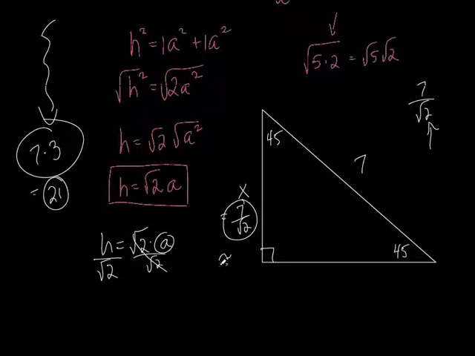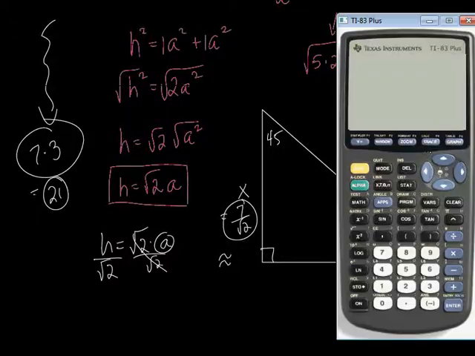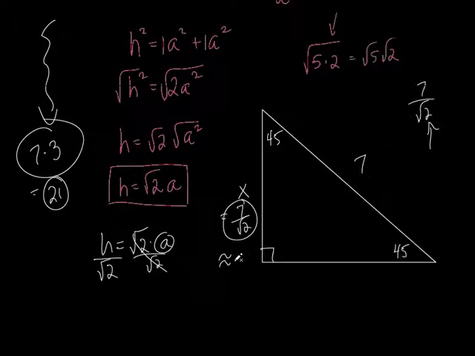If you wanted to, you could do what to it? Put it in a calculator. So let's see what we get. 7 divided by the square root of 2, and that equals about 4.9, let's say. All right, so that's about 4.9. Does it make sense that the leg is 4.9 and the hypotenuse is 7? Sure it does, because it's smaller than the hypotenuse, isn't it?